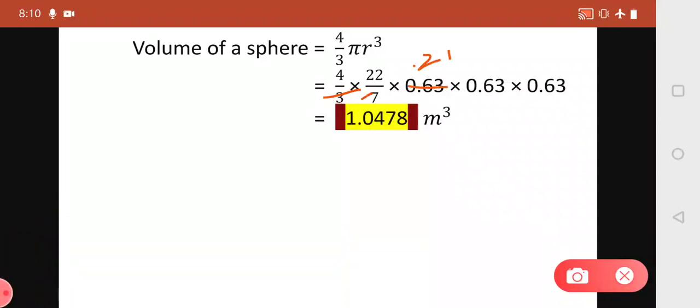Similarly, we can cut 7 and you will get 0.09. All these numbers we multiply, so our volume of a sphere will be 1.0478 cubic meter.